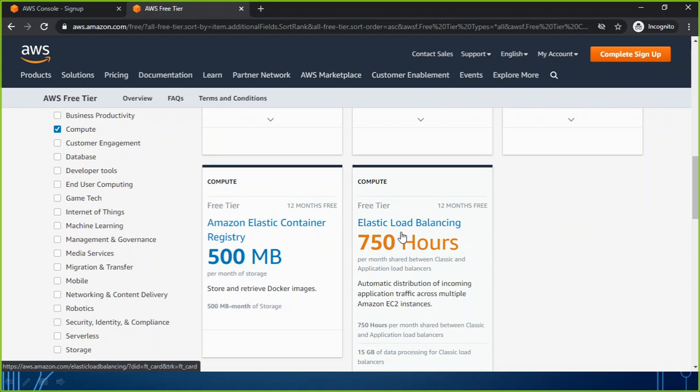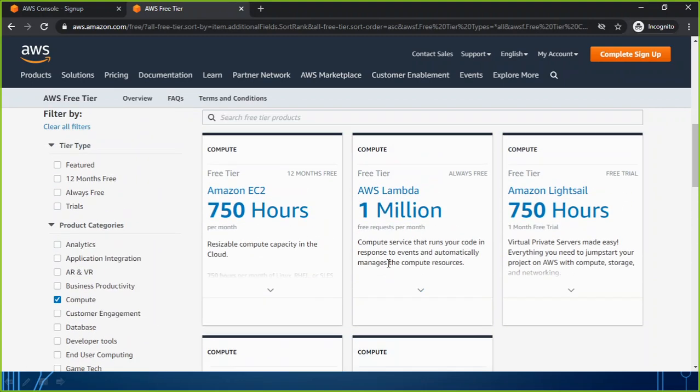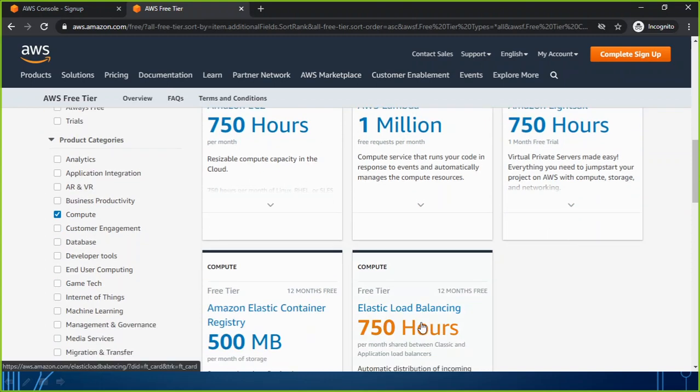Then we have load balancing. We have talked about ELB. So ELB is also being offered for 12 months. You will be able to use ELB for 12 months, and there is a limitation that 750 hours per month shared between Classic and Application Load Balancer. So you see, whenever it talks about hours, generally it gives you 750 hours, meaning that one instance you can keep running for the whole month for free of cost. That is what the meaning of free tier is.